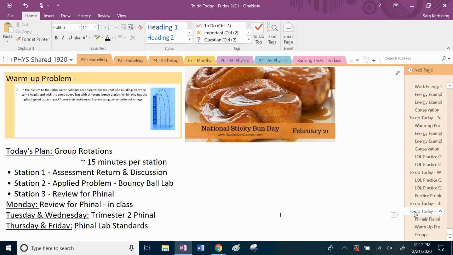Station 2 is an applied problem. It's going to be over at that table. It's just some more conservation of energy work. More practice equals more understanding, right? And then station 3 will be over there. There's a purple sheet that helps you just to do some more review. There's also some review on the back of this gold sheet. So the beginning of the review is on the back of the gold sheet, okay? We'll get you in some groups in a minute to do that.